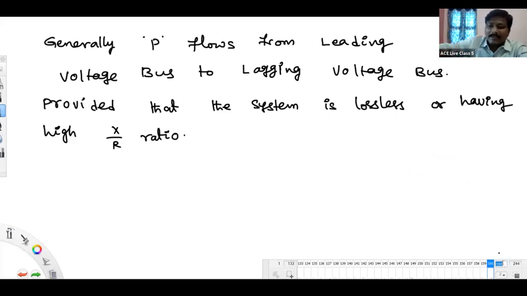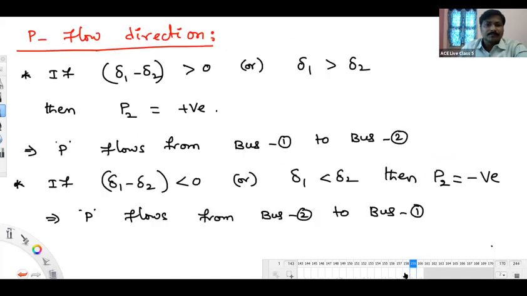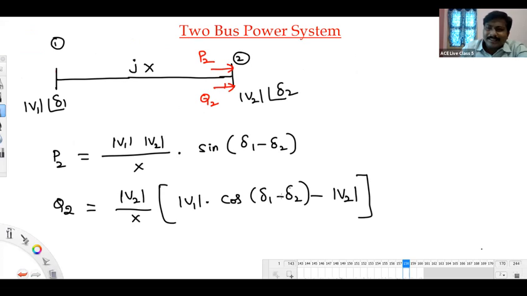So let's think about the reactive power flow direction now. Tell me please, this delta 1 minus delta 2, what do we have inside? It may be a positive angle or a negative angle. Because we have a cosine here, cosine of positive and cosine of negative will be the same value. So whether delta 1 minus delta 2 is positive or negative, it is not going to decide whether this Q2 is positive or negative.